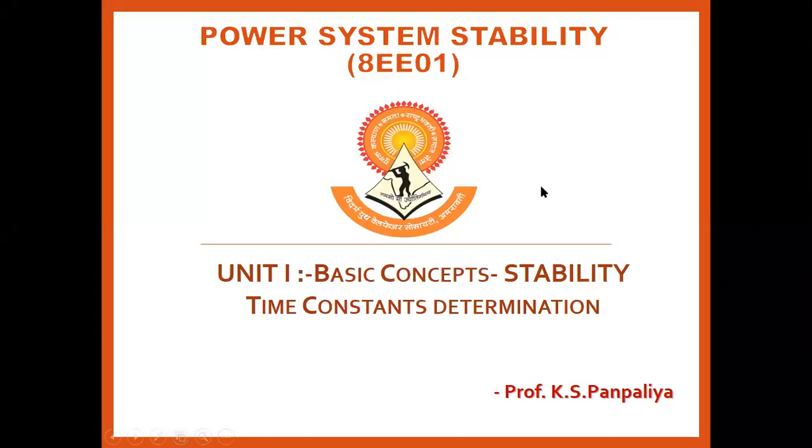In today's lecture, we have to discuss another basic concept of stability, that is time constant determination under the direct axis and quadrature axis of the steady state, transient, or subtransient conditions. Okay, so let us discuss the different time constants under the different types of stability.